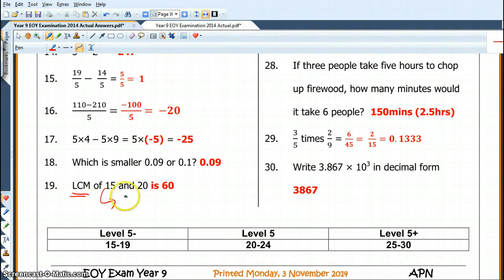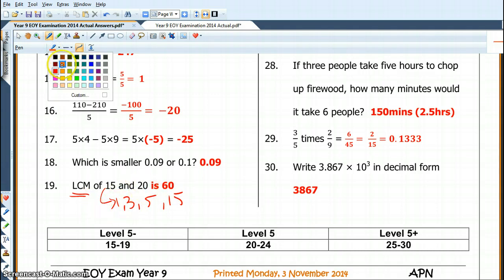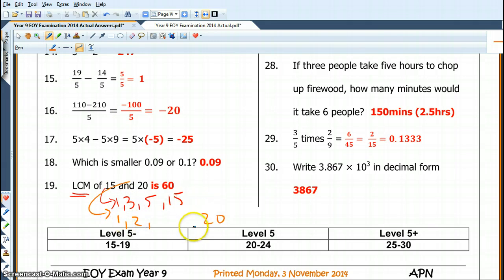What are the multiples of 15? 3, 5, 15, and of course 1. What are the multiples of 20? 1, 2, 2 times 10 is 20, 4 times 5 is 20. Anything else? And so we're looking at the, sorry, those are the factors, not the multiples. So hang on, let's get rid of all of that. Those are the factors. So the highest common factor I think was 5.